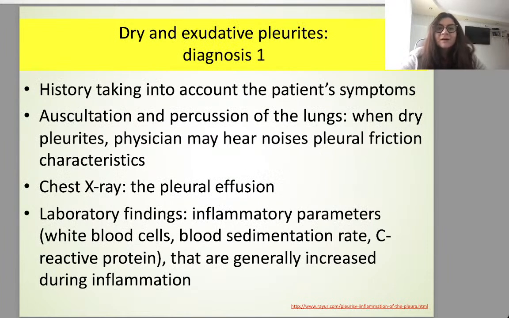For diagnosis, we usually need history taking, taking into account the patient's symptoms, and auscultation and percussion of the lungs. In dry pleuritis, the physician may hear noises, characteristic pleural friction. On chest X-ray, there is a pleural effusion. Among laboratory findings, we can mostly find inflammatory parameters like white blood cells, blood sedimentation rate, and C-reactive protein, which are generally increased during inflammation.